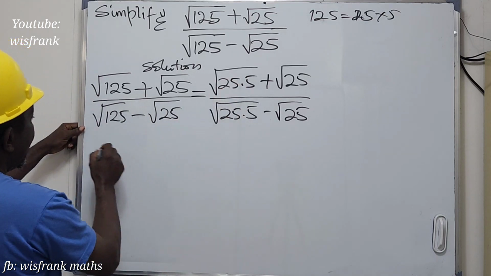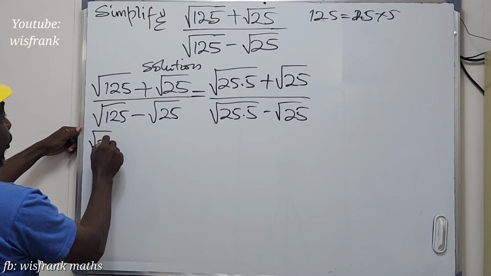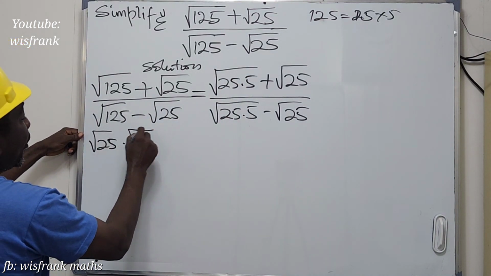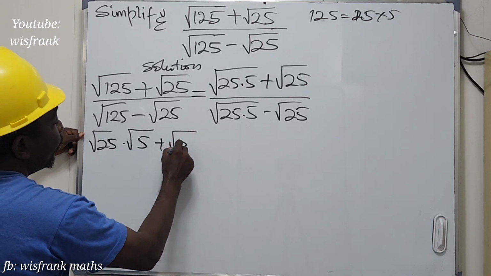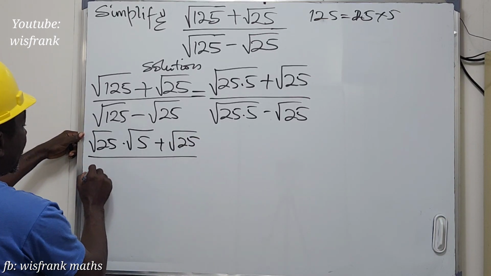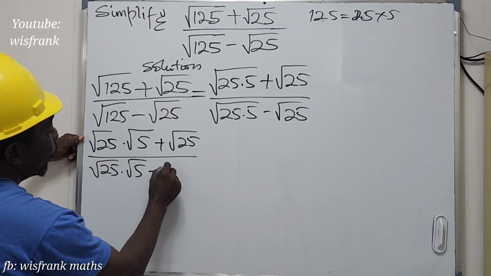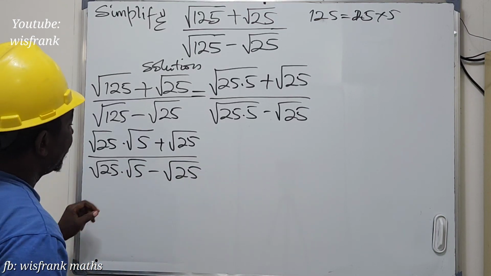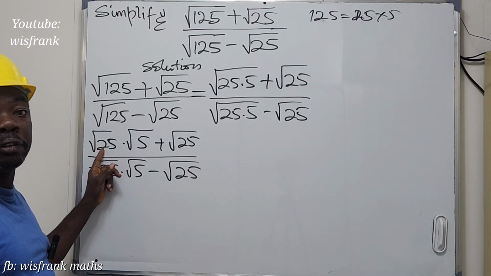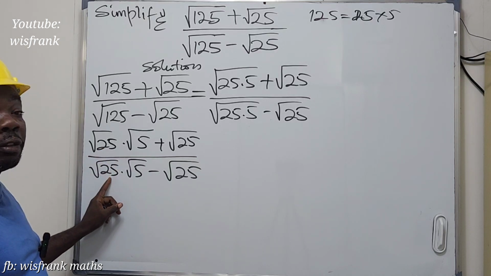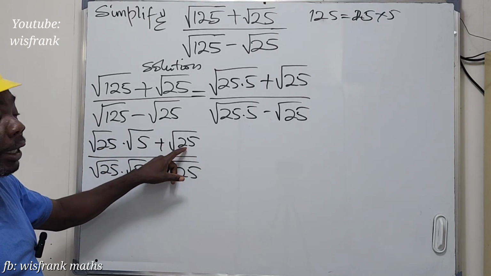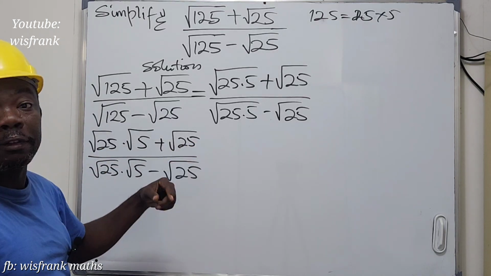Here we can rewrite it as the square root of 25 times the square root of 5 plus the square root of 25, all over the square root of 25 times the square root of 5 minus the square root of 25. So we have the square root of 25 in every term. It is common, so we can factor it out.